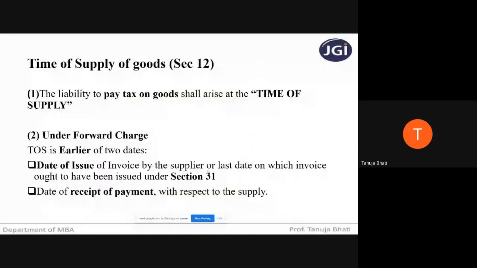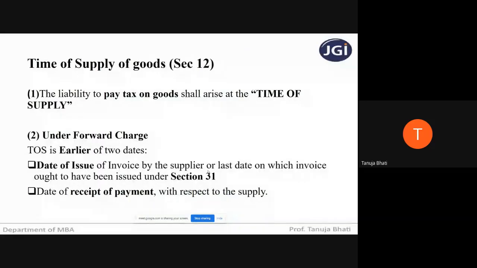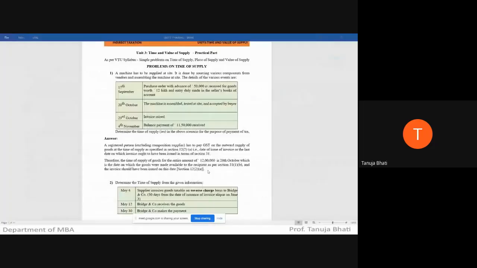Did everyone understand problem number 1? Problem number 1, we are seeing under which section? Section number 12, subsection 2, which tells us to check the two dates: the date of issue of invoice or the last date on which the invoice ought to have been issued under section 31. In our problem, the last date to issue the invoice was 20th October. So 20th October or the date of receipt of payment, which is 4th November, whichever is earlier. So 20th October is earlier. Therefore, 20th October is our time of supply in respect of goods.